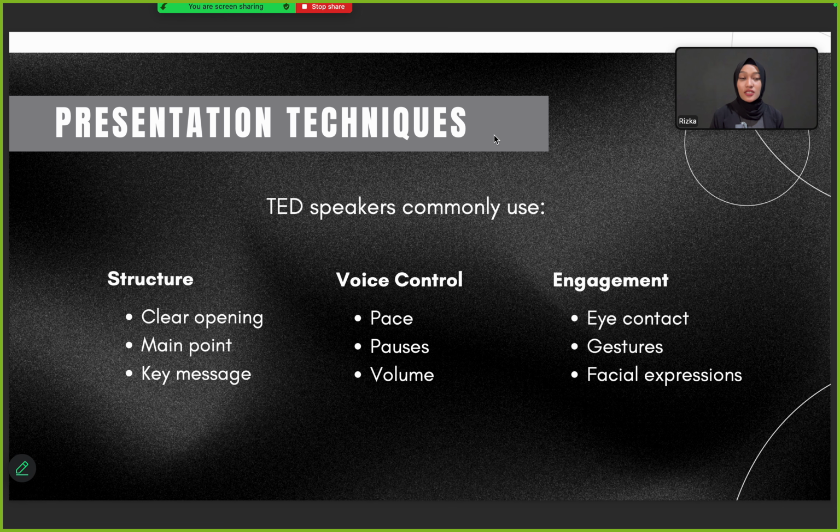For presentation techniques, TED speakers commonly use structure, voice control, and engagement. For the structure, it is clear opening, main point, and key message. And for voice control, there are pace, pauses, and volume. And for engagement, eye contact, gestures, and facial expression.